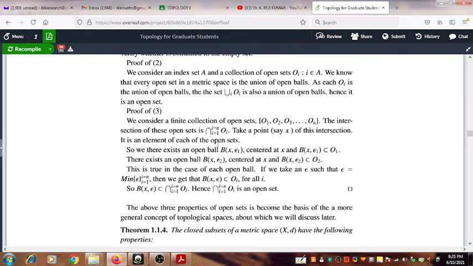When we consider the first open set and the presence of x in O1, you can find a positive real number epsilon 1 such that the open ball B(x, epsilon 1) is centered at x and has radius epsilon 1. So there exists a positive number epsilon 1 such that B(x, epsilon 1) is contained in O1. B(x, epsilon 1) is a subset of O1.